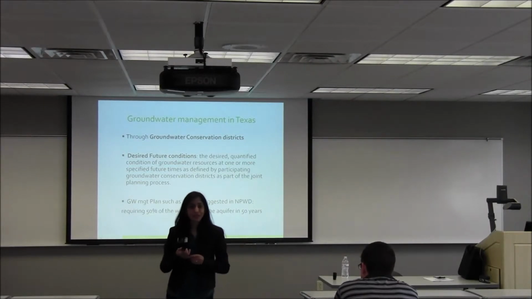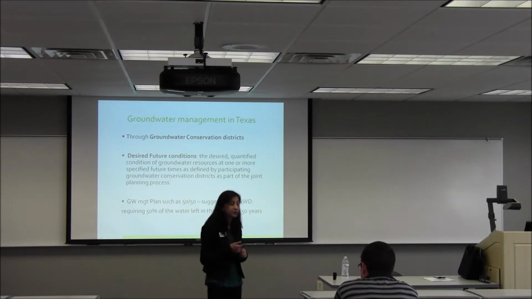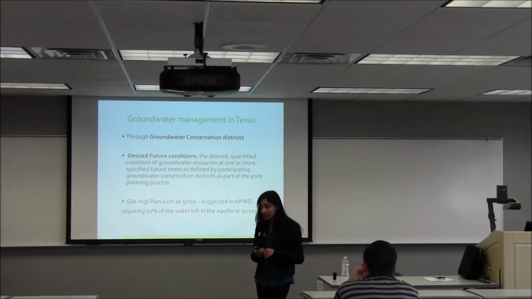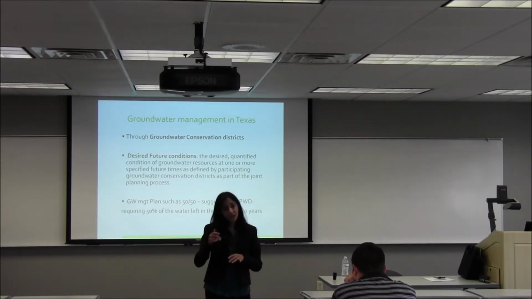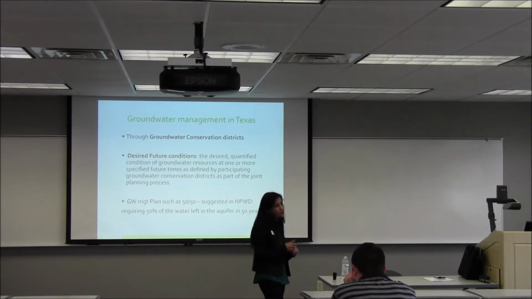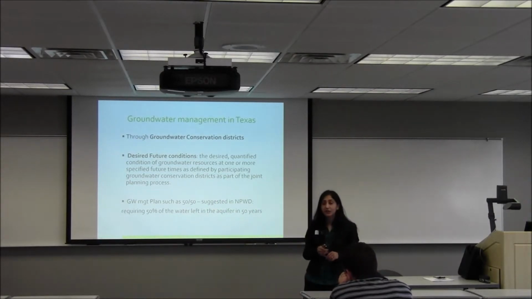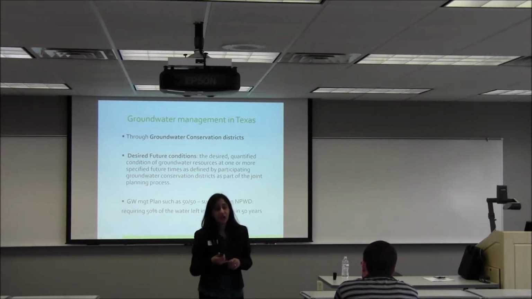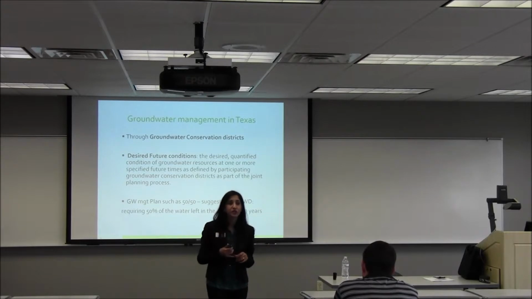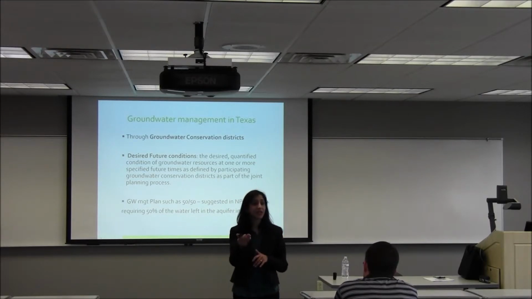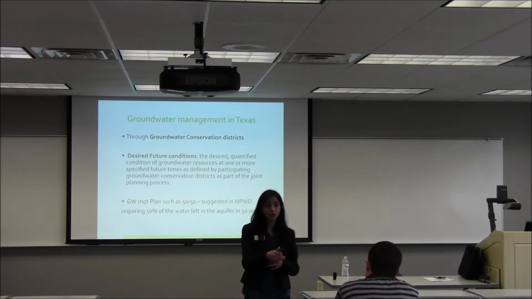I'm sure you all have probably heard about the big beef production area in Texas, Hereford, which is pretty much the North Plains of the state. There they have enacted a desired future condition. It's not very recent, it's about 9 or 10 years now, that says they have to maintain a 50-50 saturated thickness rule, which basically says that in the next 50 years, you want to make sure that the aquifer has at least 50% of its current water storage volume.